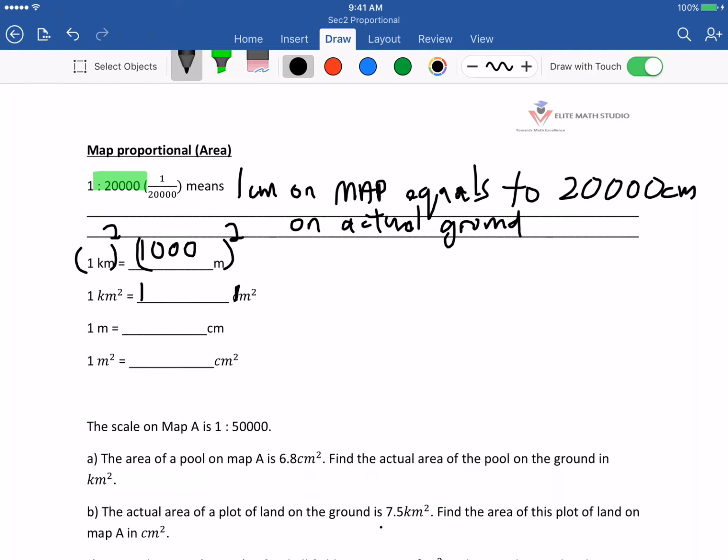So the answer will be 1 million meter square. Okay, we know 1 meter is actually equals to 100 cm. So what's 1 meter square? 1 meter square is actually how many cm square? Same thing, we go and square both sides. So it actually goes to 10,000 cm square. That's how you're gonna do.